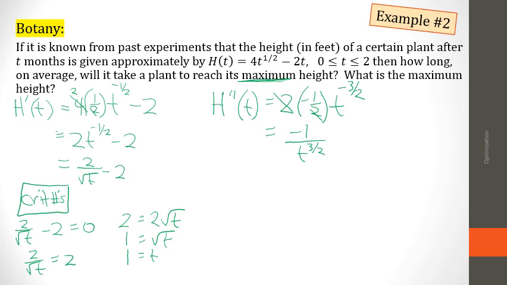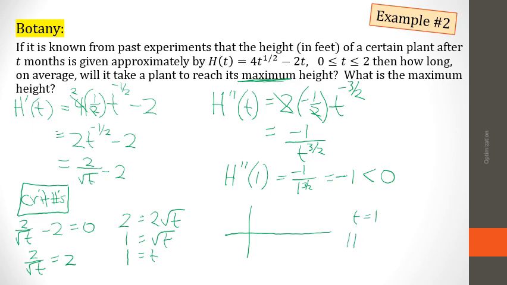So I need to evaluate the second derivative at 1. So it's going to be negative 1 over 1 to the 3/2, which equals negative 1, which is less than 0. In other words, it's negative. So here we have the chart for t equal 1.